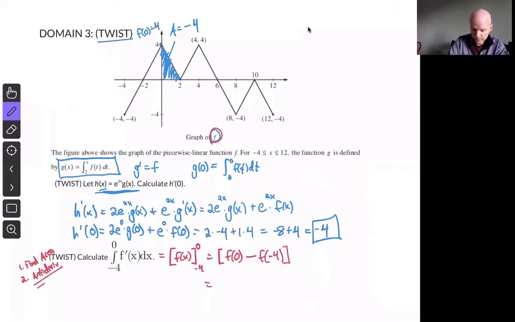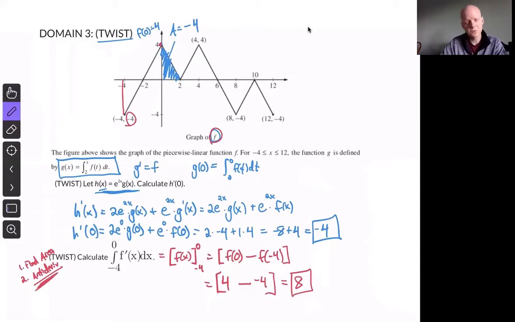f of 0, as we saw before, is 4. We read it directly off the graph up here. And then f of negative 4 is negative 4. So 4 minus negative 4 ends up being 8. And there we go. You probably saw that integral and didn't think it was going to be super simple, but for these abstract ones, it really can be. You just need to keep in mind that this is one where you should be anti-deriving, because the antiderivative of f prime is just f. And we have the graph of f right up here.